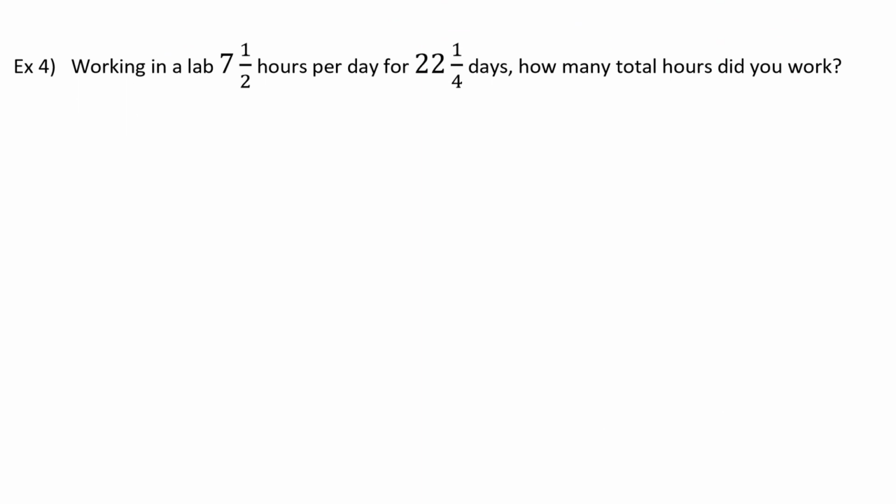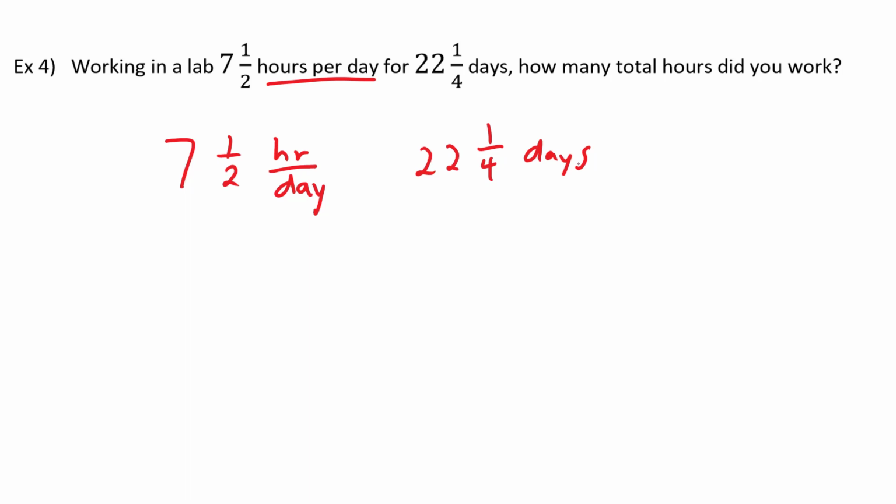Let's try a word problem now. Working in a lab for 7.5 hours a day for 22.25 days, how many total hours did you work? 7.5 hours per day. Remember, this is a fraction. I'm going to set this up as a fraction. 4, 22 and 1/4 days. In this case here, we're multiplying those together to get how many hours total you worked.